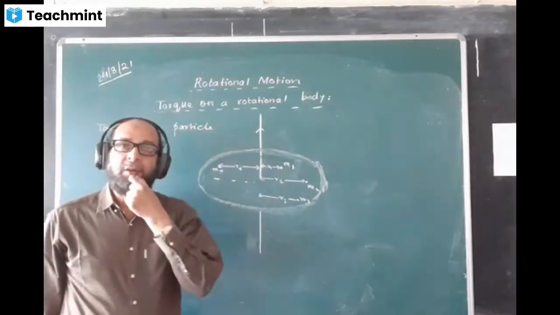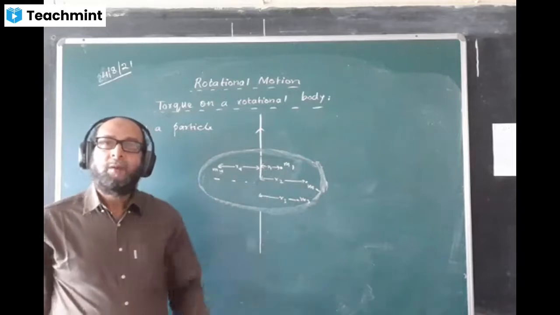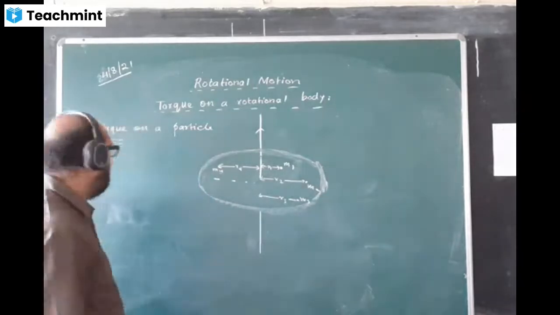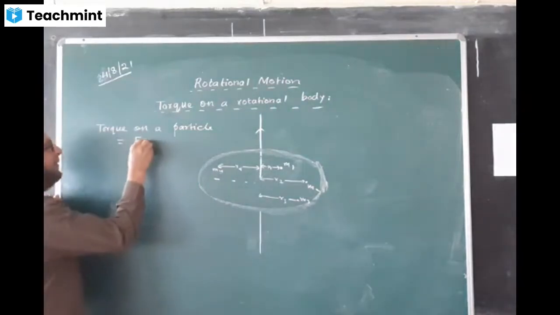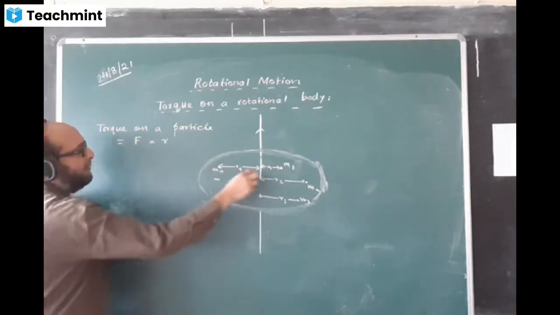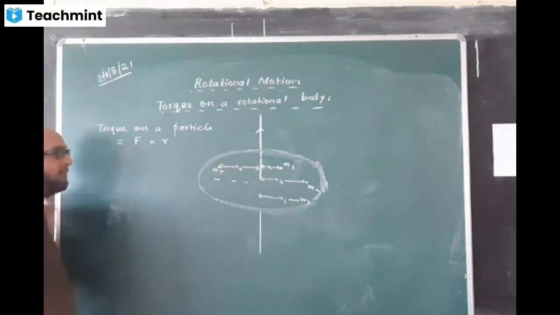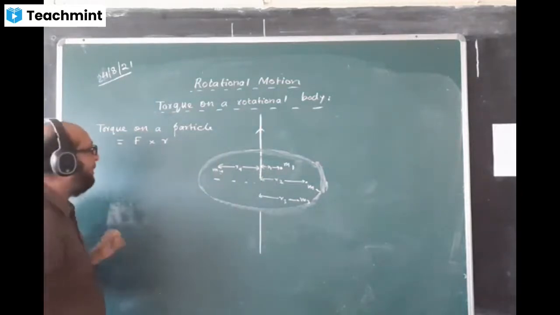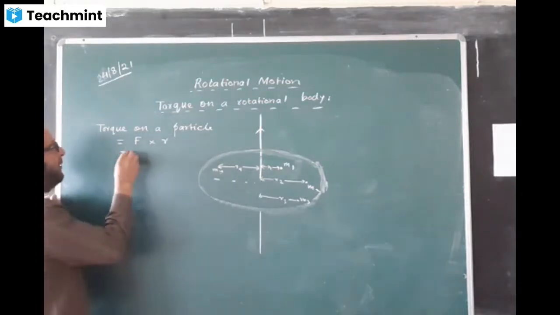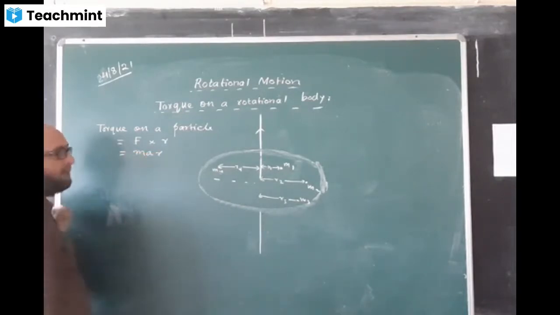Torque is the moment of force. The formula is force into perpendicular distance. Perpendicular distance is R here. These are all perpendicular distances from the point of rotation. F into R. F value I will write as MA, so MA into R.